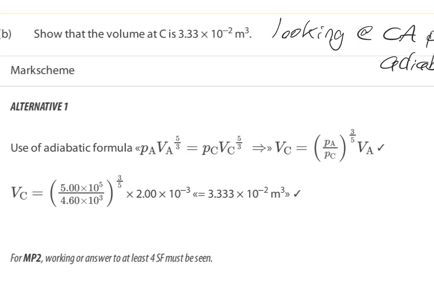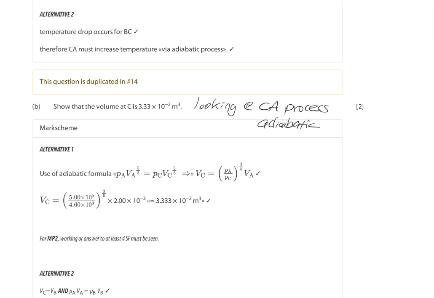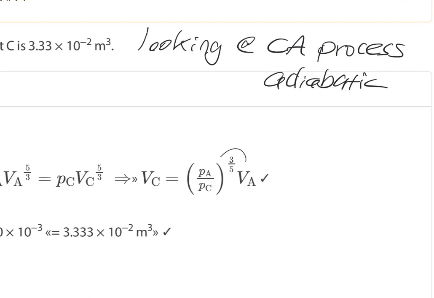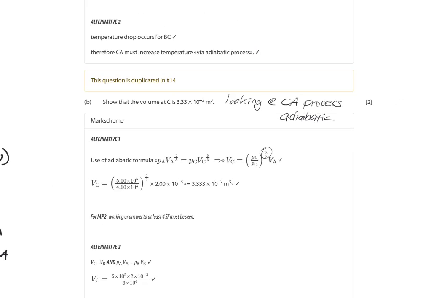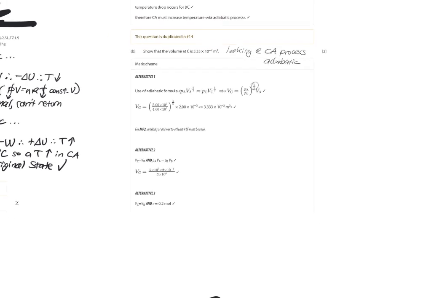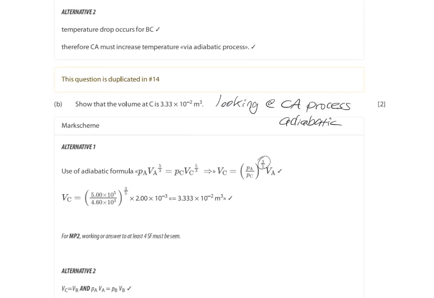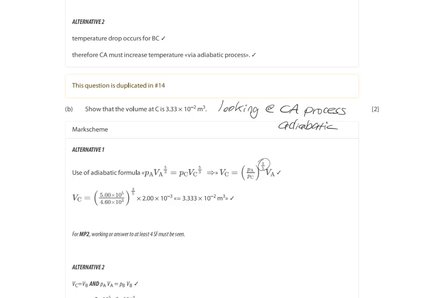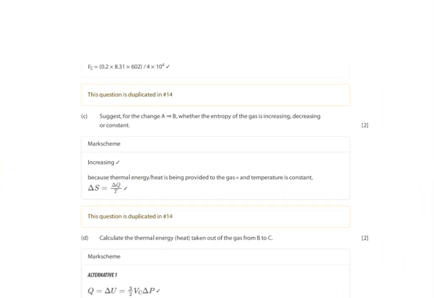Again, we have the 5/3 relationship, but when you take the root it is 3/5, not 5/3, right? So watch for that. Okay. You have a number of different alternates there. This is the one that I would use, the adiabatic process. I mean, they just made a point about the fact that CA is adiabatic. So that's B. Okay, we keep going. C.